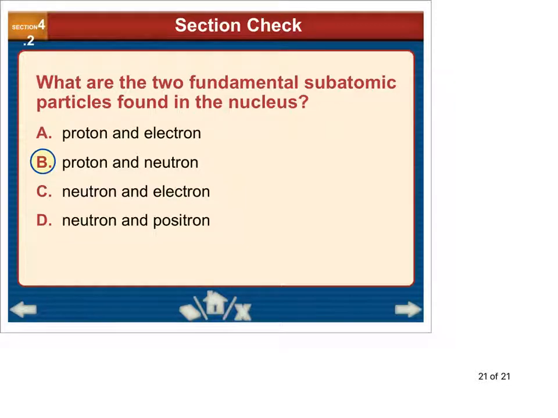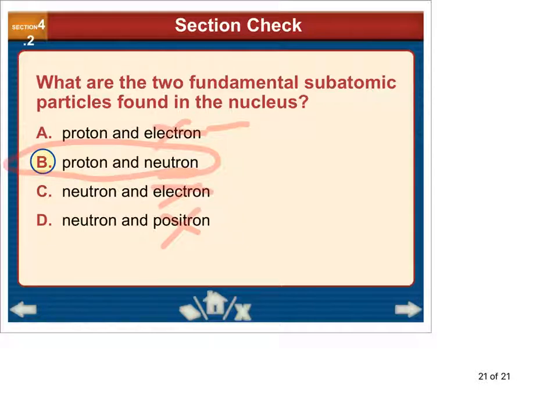And what are the two subatomic particles found in the nucleus? In the nucleus, we find protons and neutrons. Do not find an electron in the nucleus. It's in the outside part. It's in what we call the electron cloud. So A and C weren't right. And the positron's not a term we're using here.